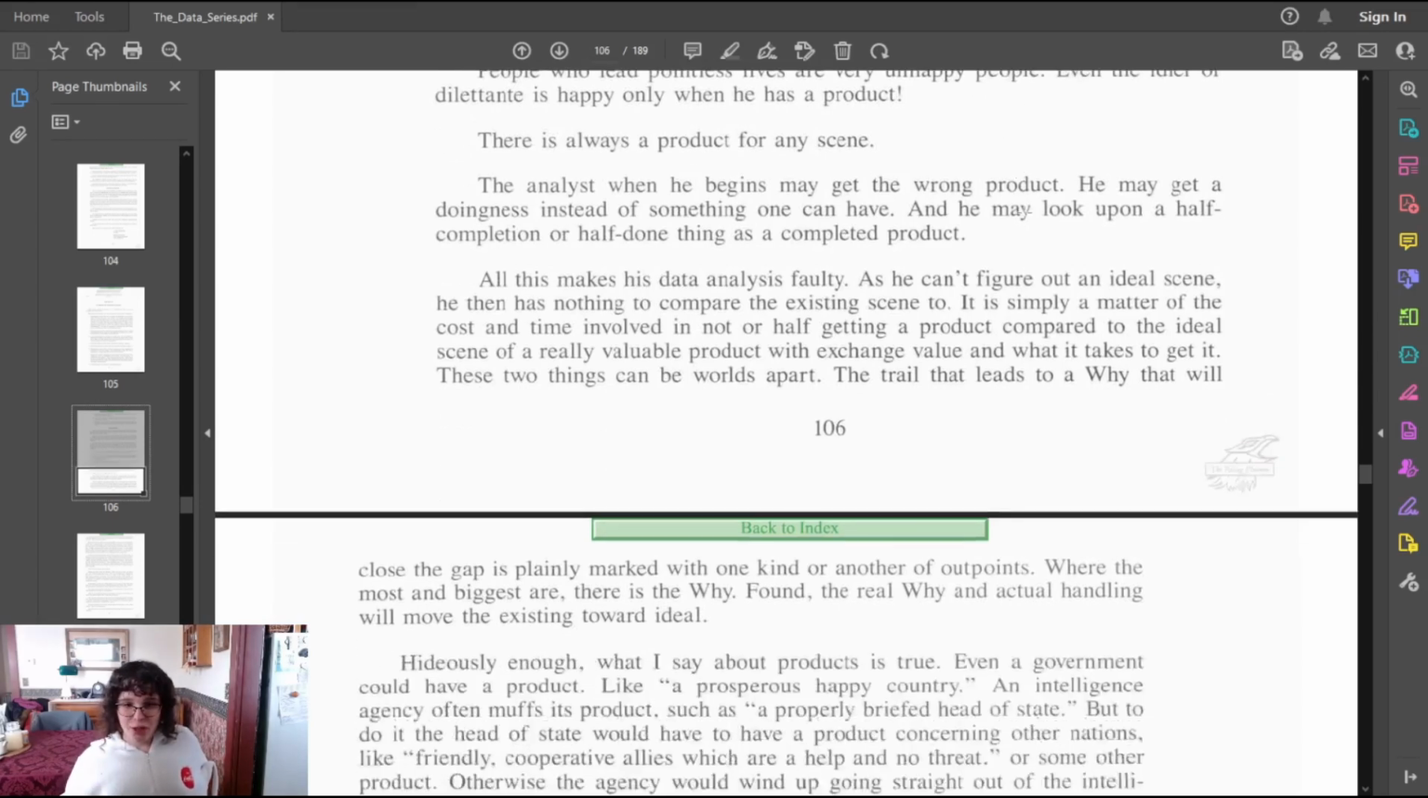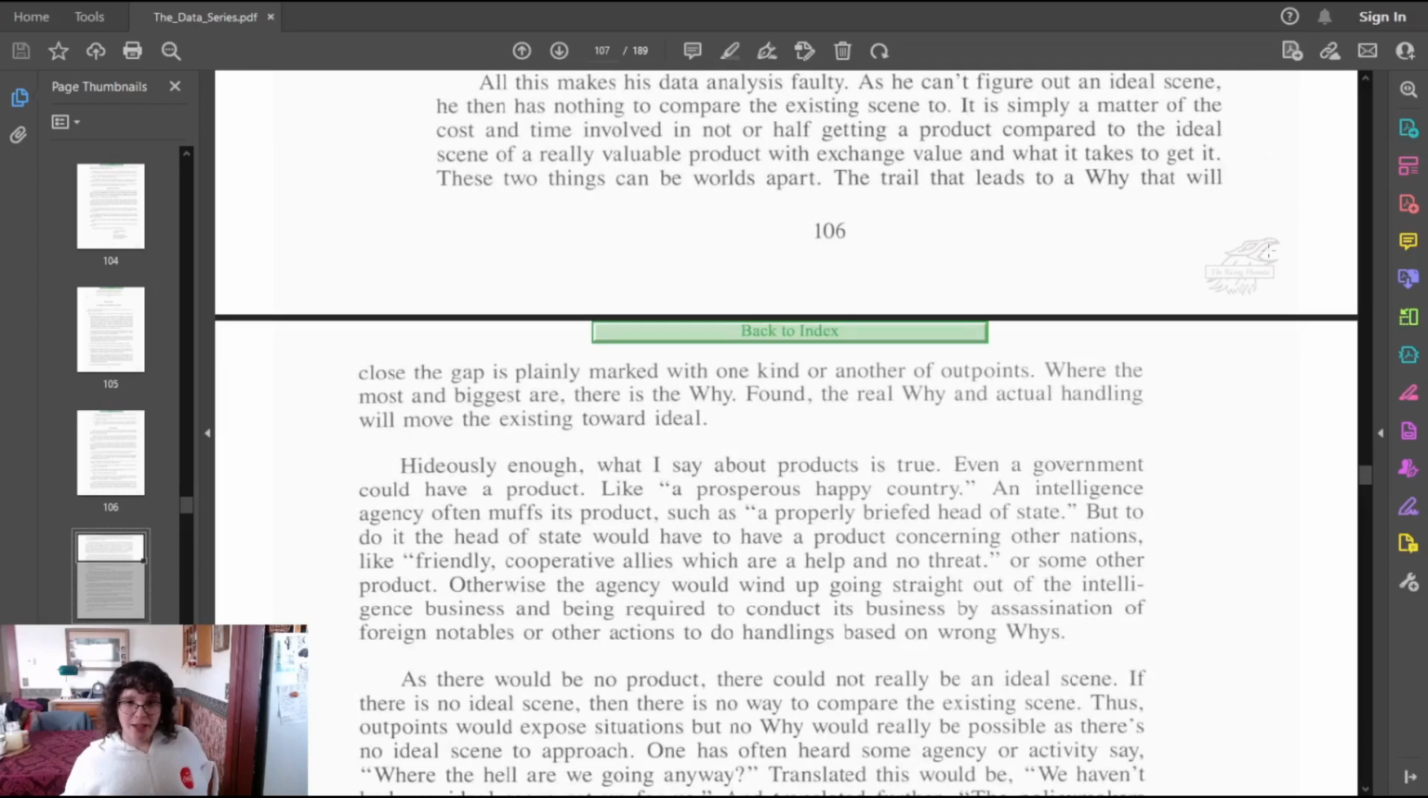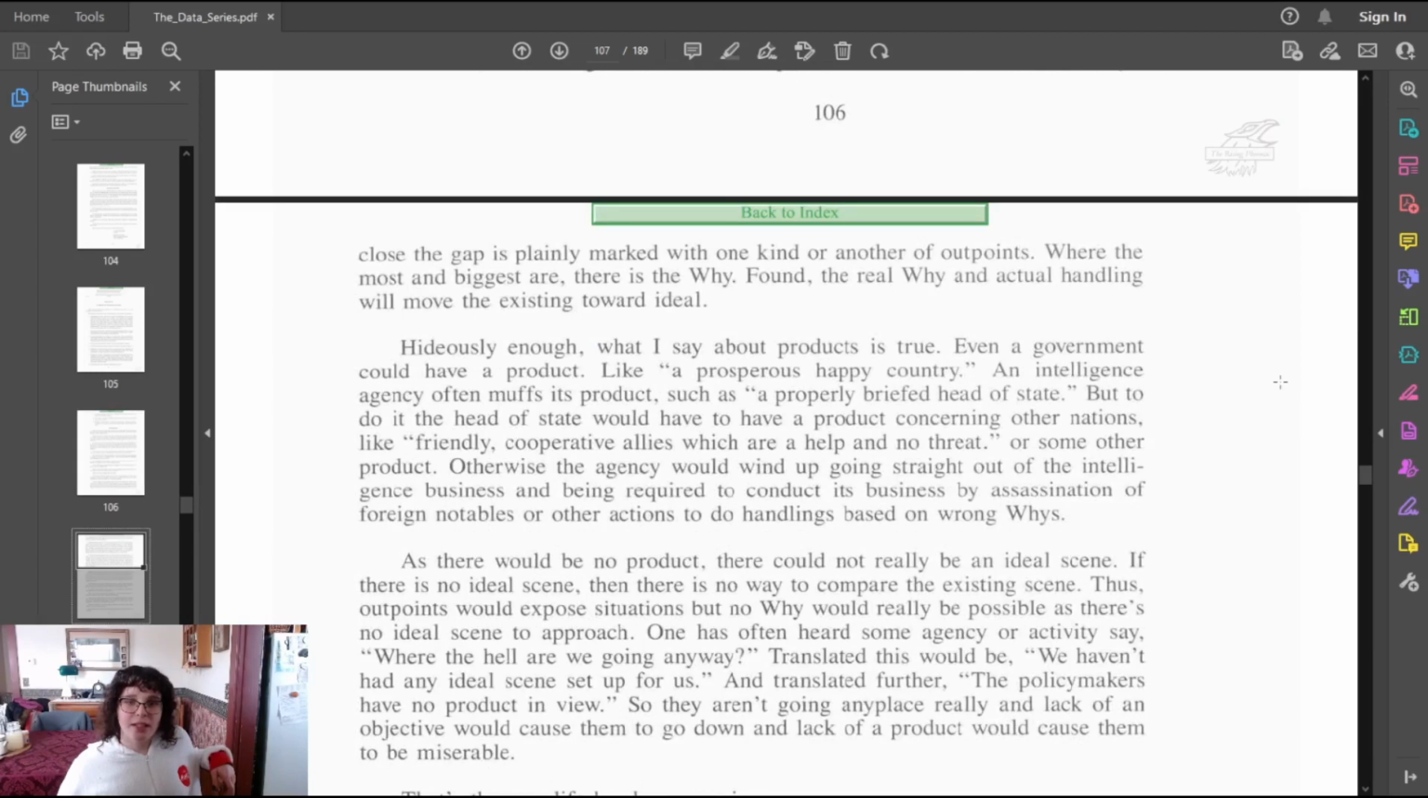The trail that leads to a Y that will close the gap is plainly marked with one kind or another of outpoints. Where the most and biggest are, there is the Y. Found, the real Y and actual handling will move the existing toward ideal. Hideously enough, what I say about products is true. Just because you say what I say is true does not make what you say true. That's like the Bible saying the Bible is true because the Bible says it. Circular reasoning. Even a government could have a product, like a prosperous, happy country.